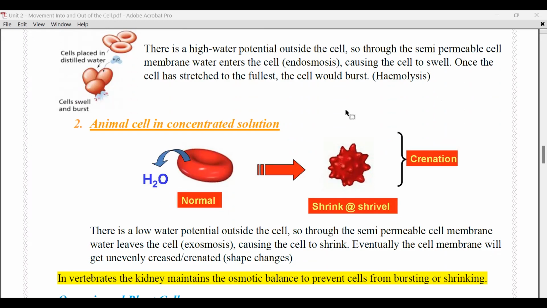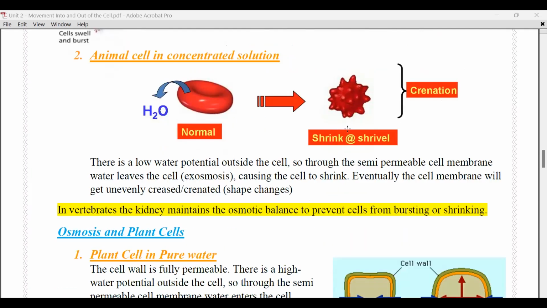The cell membrane will get unevenly creased, and such a cell would be called a crenated cell, as it has undergone the condition of crenation. What we must remember is that in vertebrates, the kidney maintains the osmotic balance, thus preventing our cells from bursting or shrinking due to lack of water.